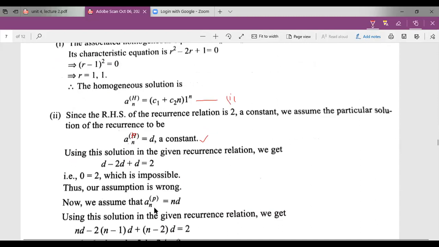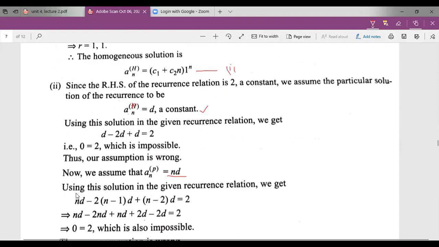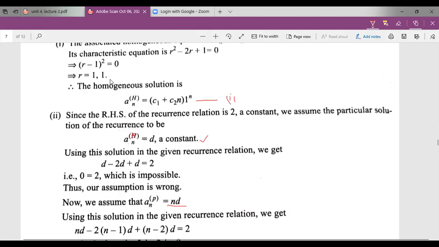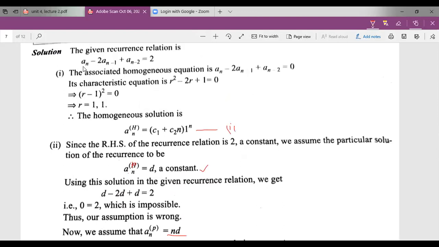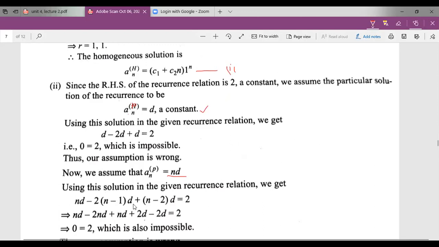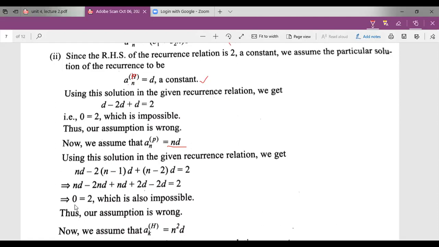Now we assume that a_n^(p) is equal to nd. Using this solution in the given recurrence relation, in place of a_n we substitute nd, minus 2 into (n minus 1) d, since a_{n-1} is (n minus 1) into d, plus (n minus 2) into d is equal to 2. We simplify this equation, we get nd minus 2nd plus nd plus 2d minus 2d, so this value 0 is equal to 2. So here also our assumption is wrong, which is impossible. 0 is not equal to 2. So our assumption, the solution nd, is wrong.